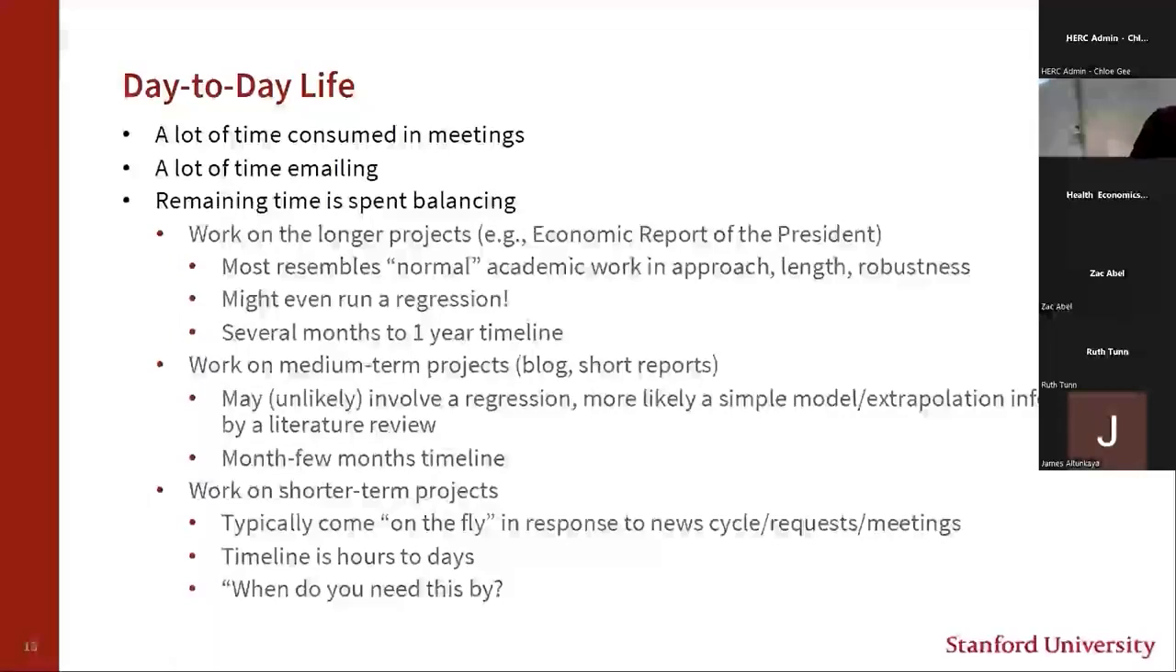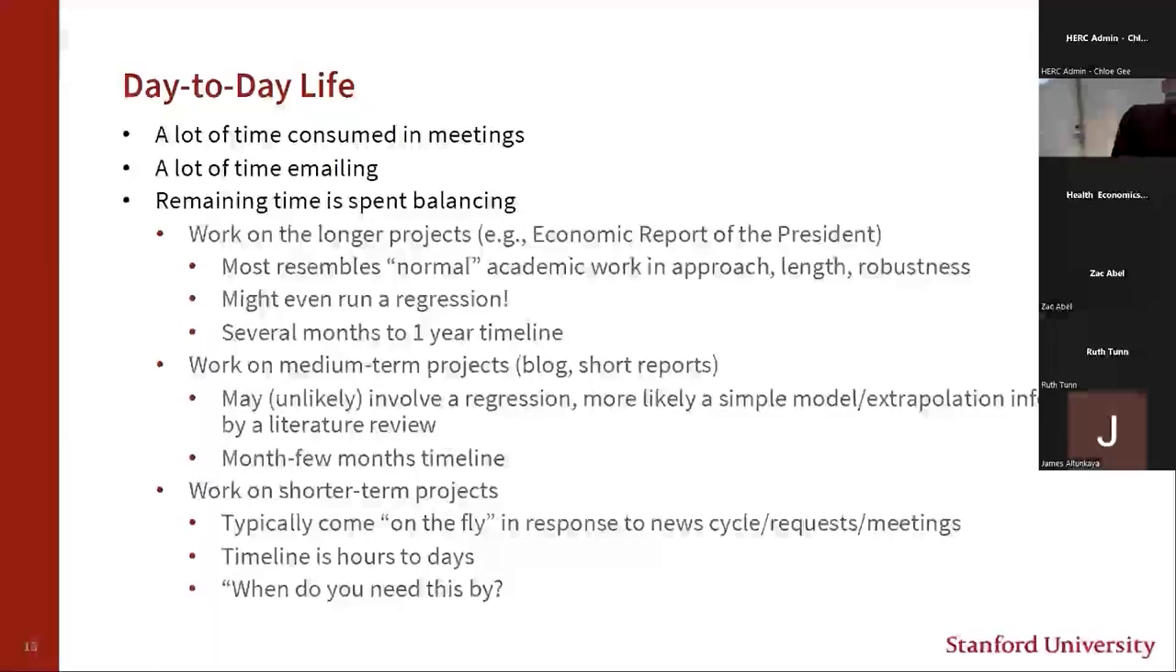Might even run a regression once in a while for the longer term projects. Most of the time I wasn't. I found that interesting. Most of the time I was doing sort of literature review, simple back and forth type calculations. But then there's the work on the medium term projects. Again, less likely to involve a regression, more likely some sort of simple model or extrapolation formed by literature review. And usually for those, you get a month to a few months.